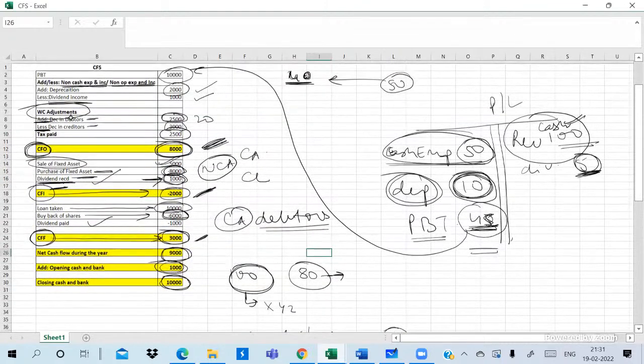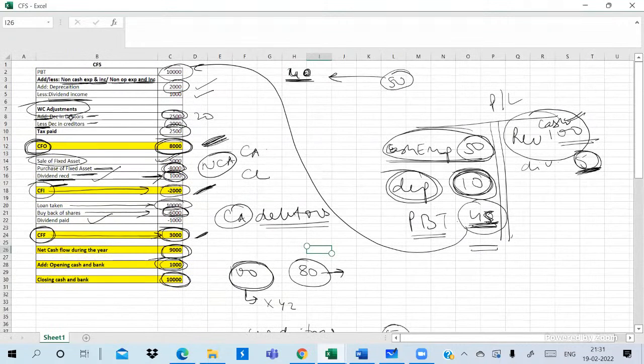So this is how you make a cash flow statement for a company. You'll have three parts: operating, financing, investment. Operating, you start with the profits, do your adjustments for non-cash and non-operational and working capital adjustments, and finally get your operating cash from operating activities. Any questions with the cash flow statement? Anyone?